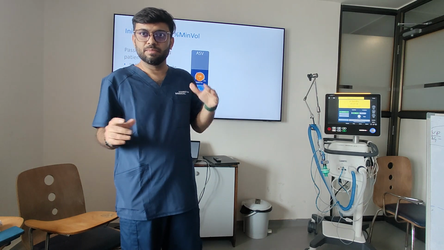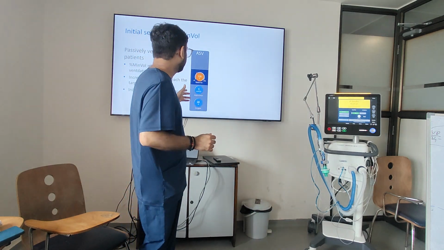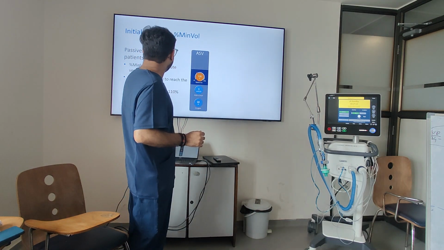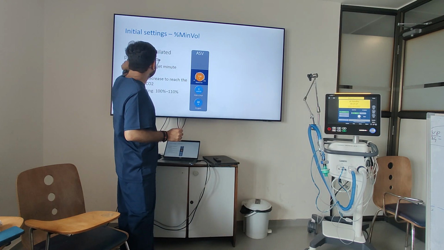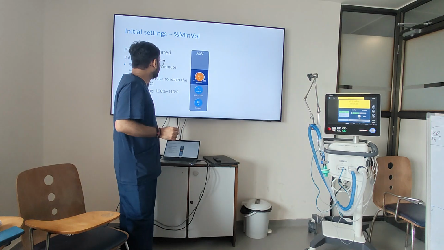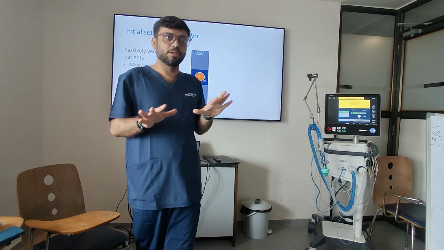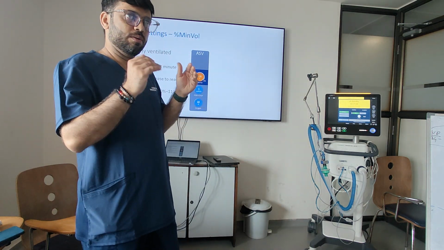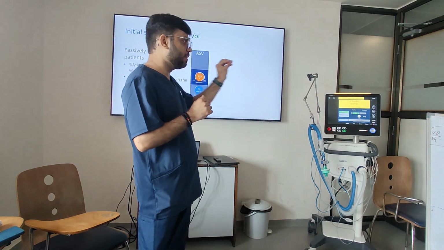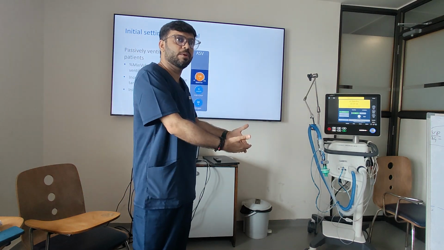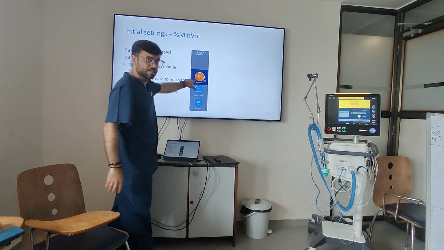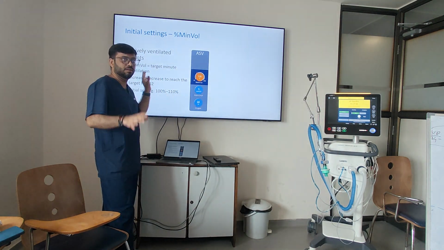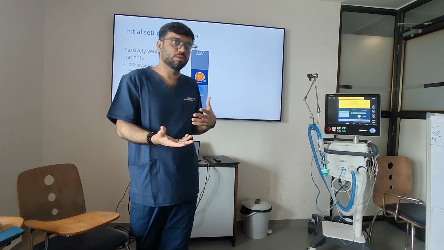PEEP and FiO2 are the same as other conventional settings, as for your oxygenation targets, and for the minute volume, if your patient is passively ventilated, your percentage minute volume is equal to your target minute volume. So if you set 6.6 liters per minute, it will give 6.6 liters per minute. Now you can increase this to reach the target PaCO2, whatever you want to achieve.